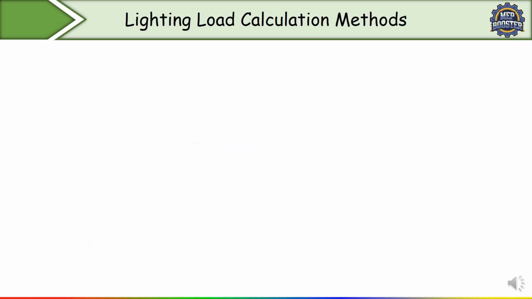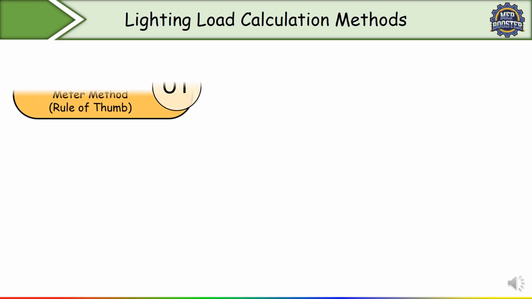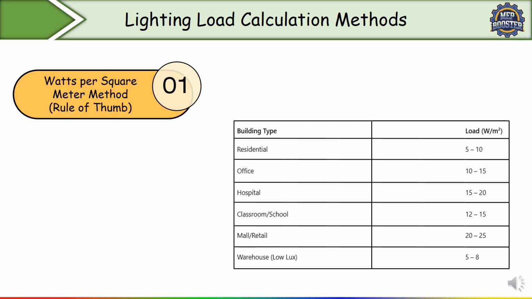Now here we'll show you the lighting load calculation methods, how to calculate the lighting loads. The first method is the watt per square meter method, as per thumb rule. Suppose we have a building type. As per thumb rule, you can see the load value is given in watt per square meter, but this is as per thumb rule, remember. Suppose it is a residential building, so how much lighting load? 5 to 10 watt per square meter as per thumb rule.